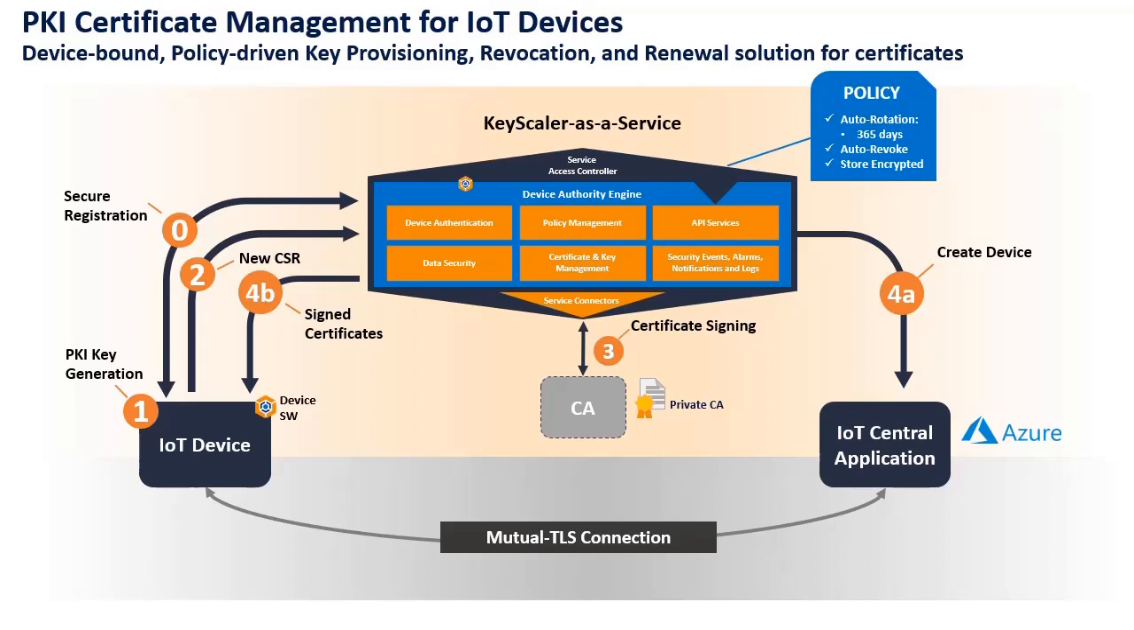So step 4A here is KeyScaler automating that device registration process with the IoT Central application. And once that is completed, as part of 4B, the signed certificate is sent back down to the IoT device, and then the mutual TLS connection that you can see at the bottom of this diagram is free to take place, knowing that KeyScaler has already automated and taken care of all of that device registration and communication with the IoT Central application.